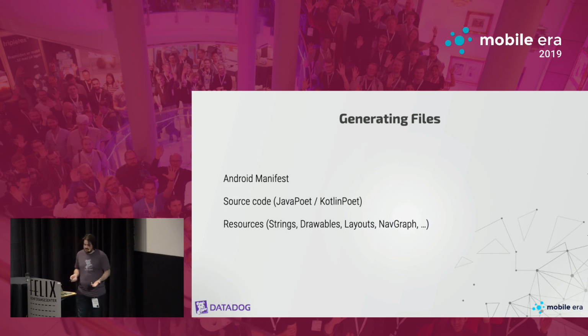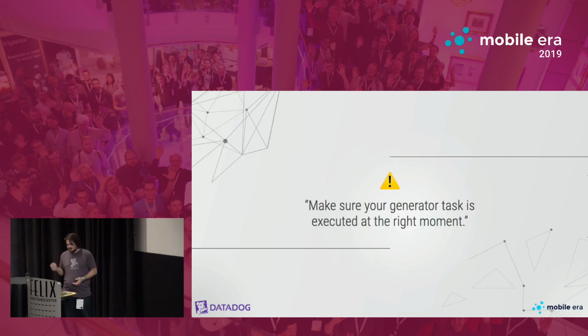You can generate your resources, so the strings as we did in our example, but you can also generate drawables, layouts, navgraph, or whatever you want. And you can generate, of course, assets. A side note, if you're generating something, make sure that your generator task is executed at the right moment. Much like we did in our getStrings task, we made sure that it was generated before the Android build pipeline needed to look at those strings files.